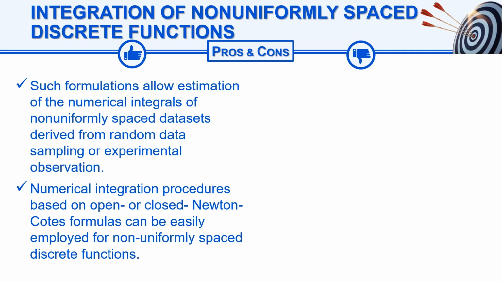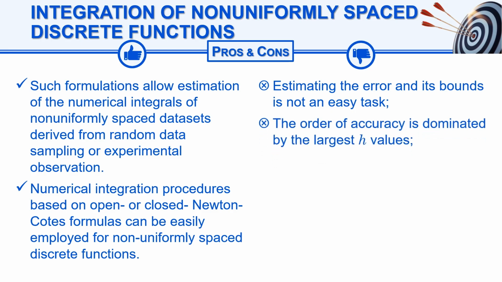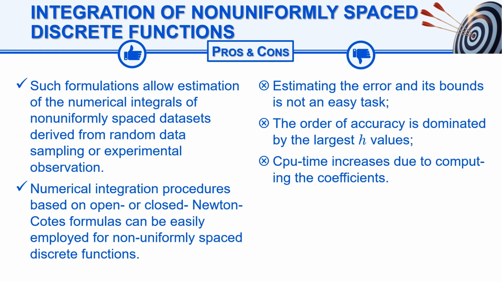The disadvantages of the integration methods for non-uniformly spaced datasets are: estimating the error and its bounds is not an easy task. The order of accuracy is dominated by the largest h-values. CPU time increases due to computing the coefficients, depending on the data interval sizes.